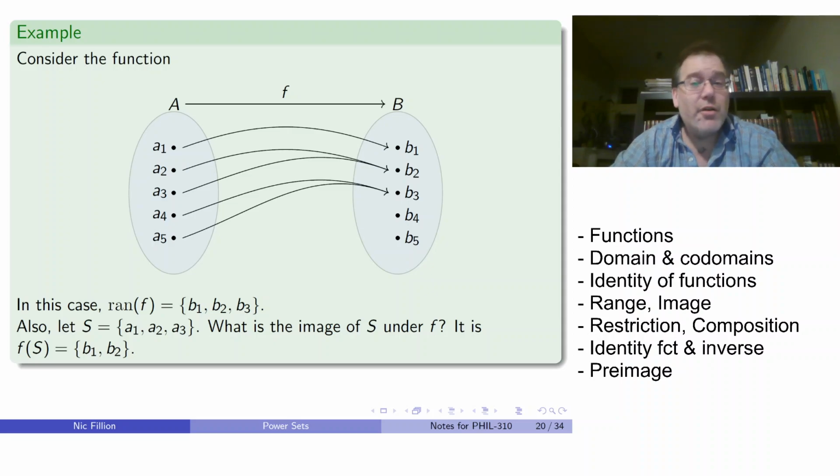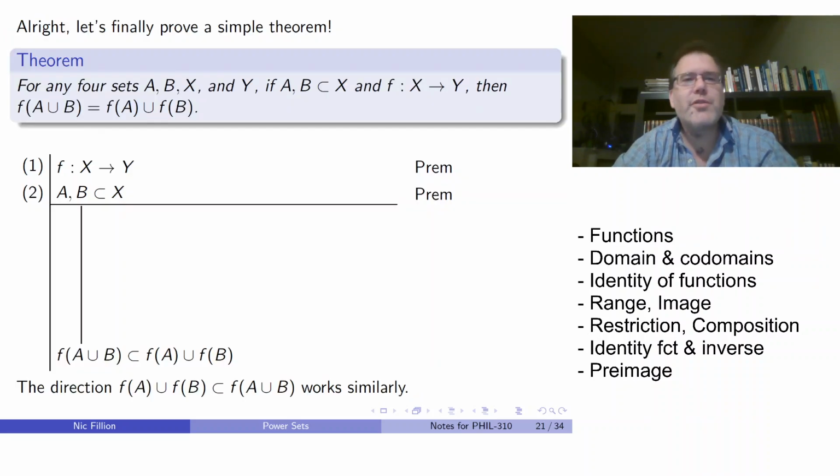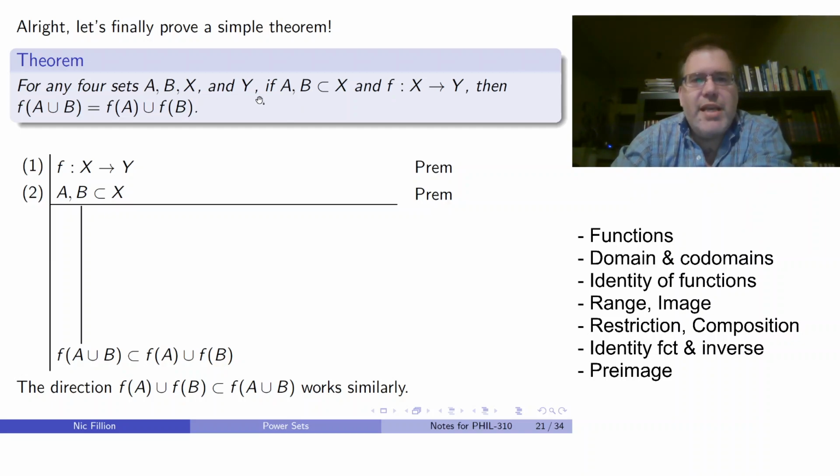So that's really all there is to it. It's really not a complicated concept, but it needs to be defined. Maybe just to understand how the concept works a little bit, we can prove a theorem to start playing with our definitions. The proof in prose is in the notes, and I'm just going to do a sort of Fitch diagram version of it. So the theorem says, take four sets A, B, X, and Y. And we're going to assume that A and B are both subsets of X, which is going to be the domain of the function, and Y the codomain.